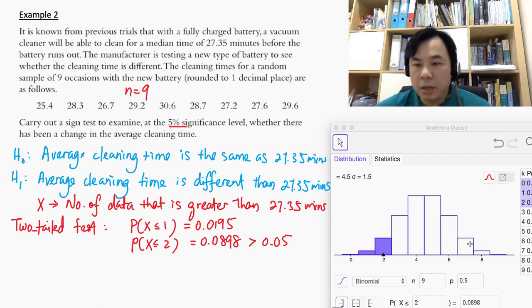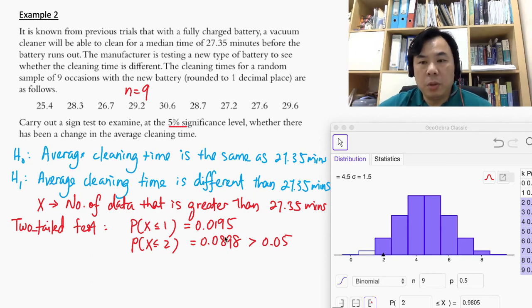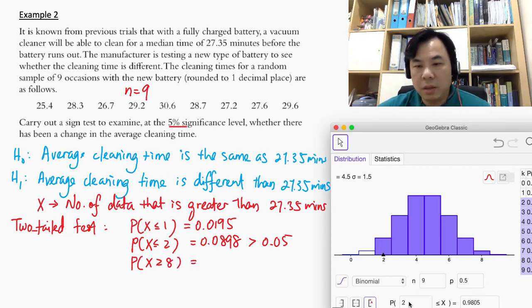Next we're going to test the upper limit now. Because the binomial distribution is symmetrical, if the lower limit is 0 and 1, most probably the upper limit will be 8 and 9. Just out of curiosity, we can try x greater than or equal to 8. You can actually give it a try.